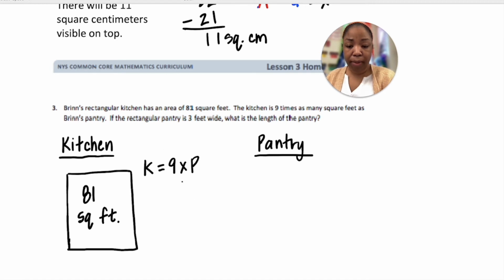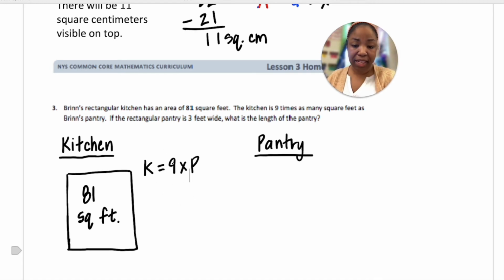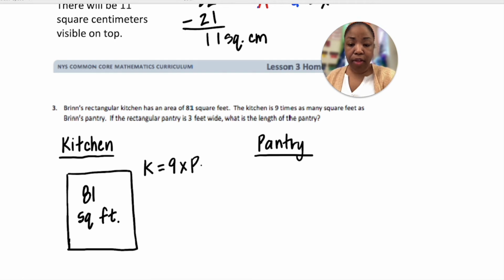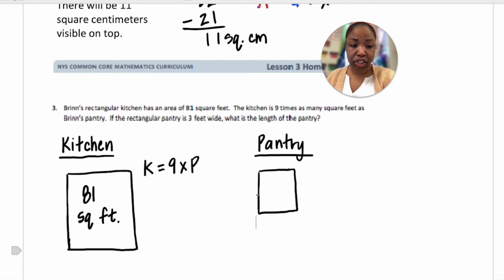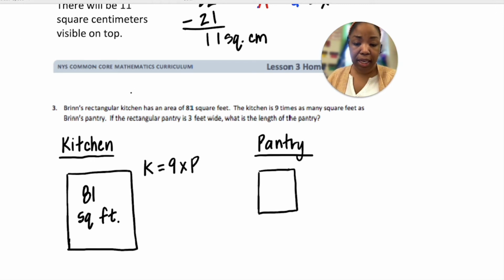So here's the formula that I'm going to kind of base that on. If I do the pantry 9 times and I get the kitchen, that means the pantry is smaller. So I'm going to do this rectangle smaller than the kitchen because it's 9 of these in the kitchen is essentially what they're saying. I can fit 9 pantries in this kitchen. So I probably could make it even smaller so that it looks like it's 9 of them. But let's leave it here.